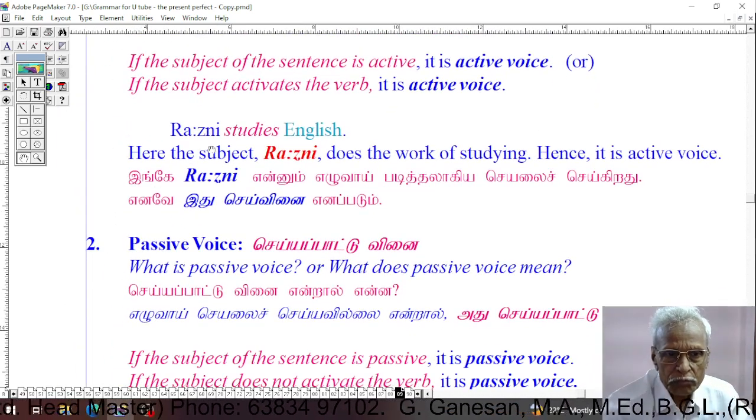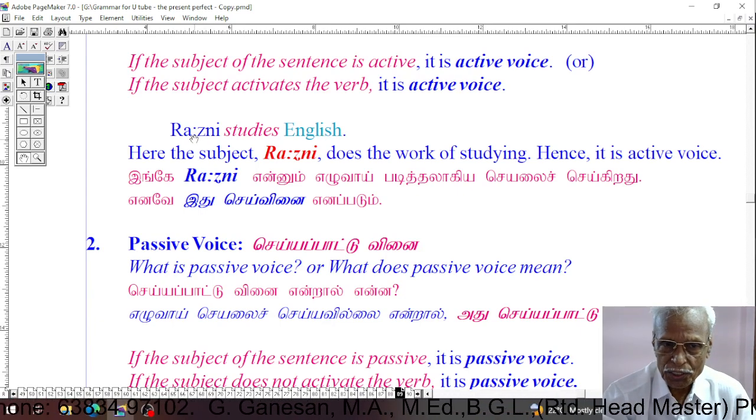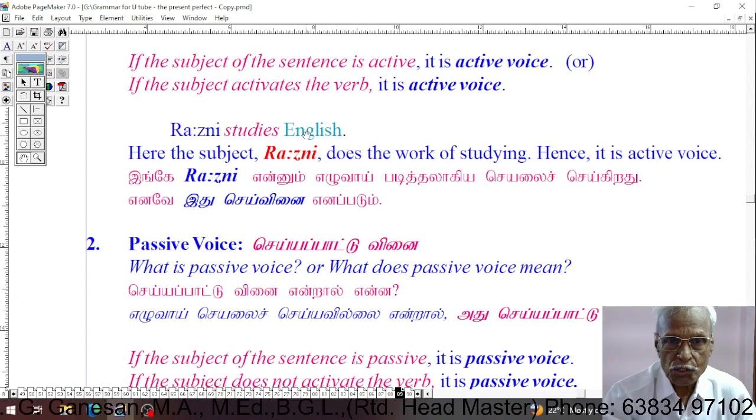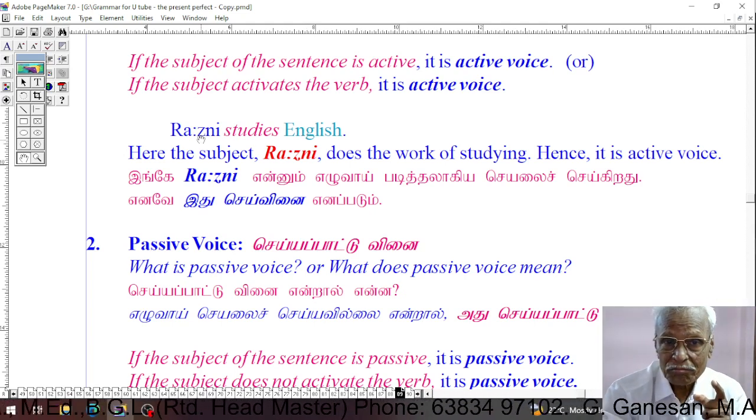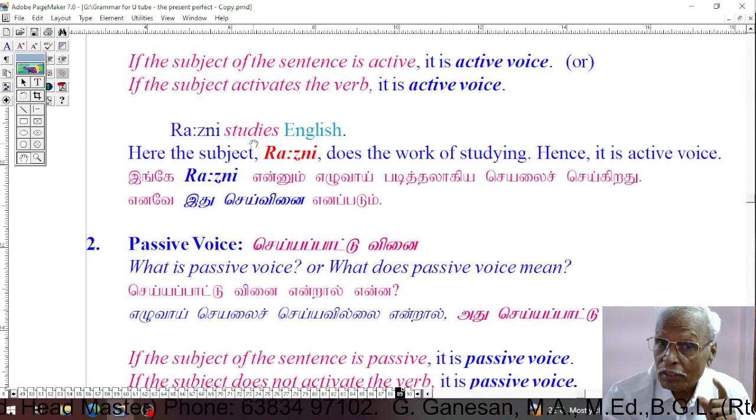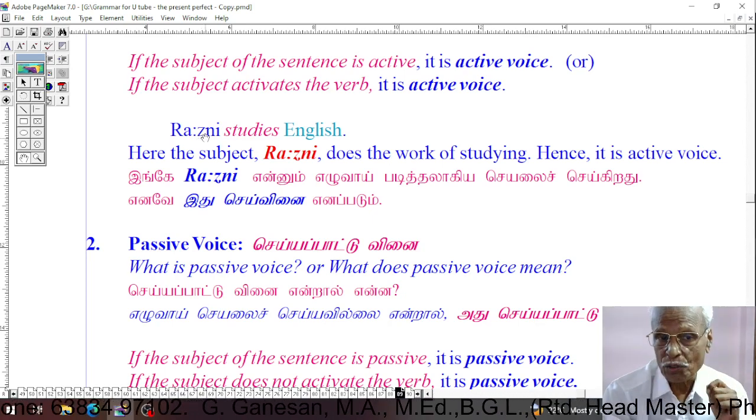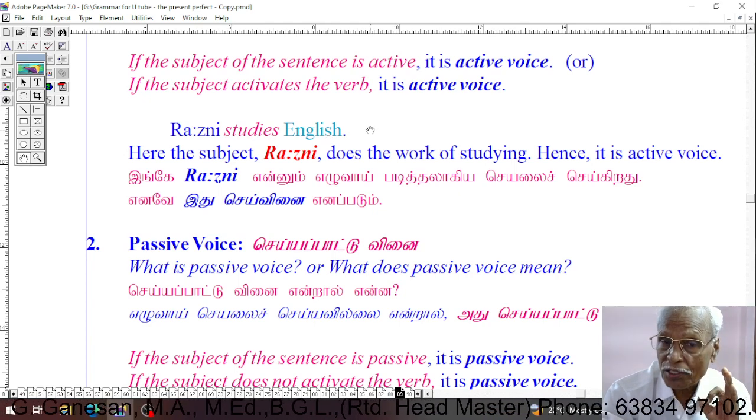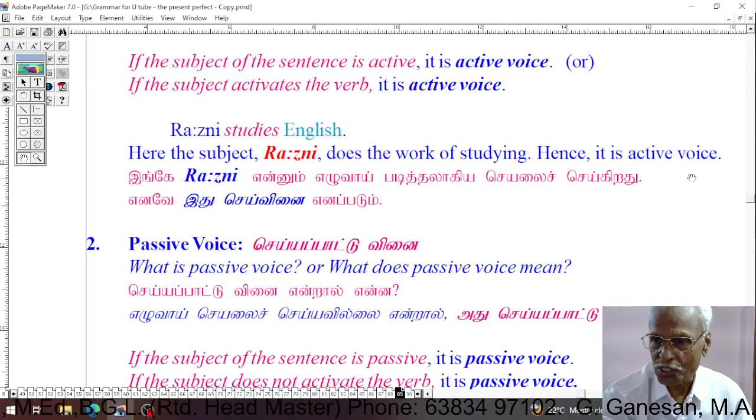Example: Ronnie studies English. In this sentence, Ronnie is the subject. Studies is the verb. English is the object. Here the subject Ronnie is active. The subject Ronnie does the work or activates the verb study. So, as the subject Ronnie is active or does the work, it is active voice. Ronnie studies English. This sentence is active voice. Here the subject Ronnie does the work of studying, hence it is active voice.